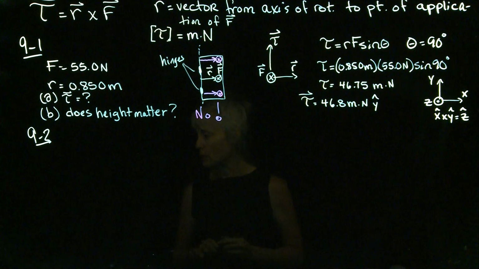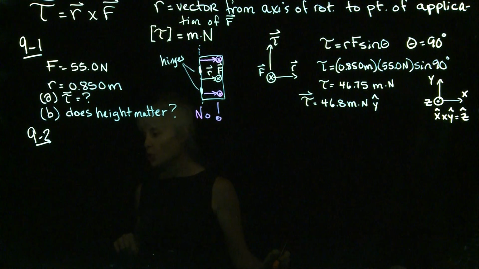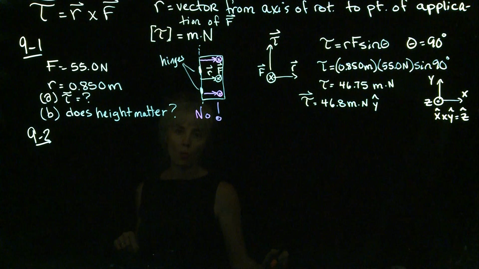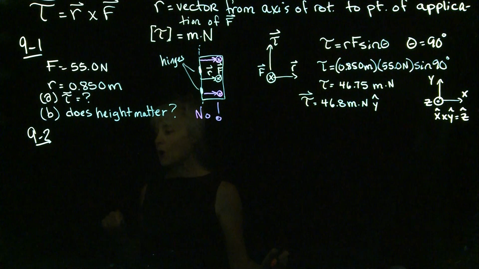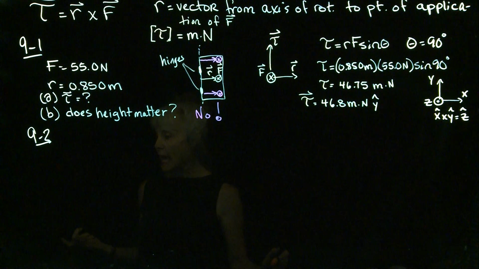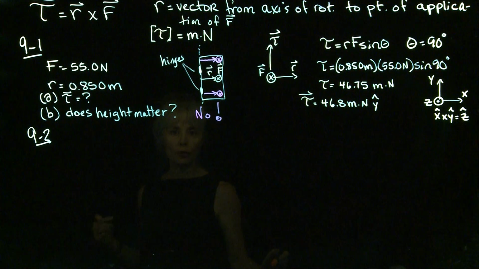Let's do 9.2 now. It reads, when tightening a bolt, you push perpendicularly on a wrench with a force of 165 newtons at a distance of 0.140 meters from the center of the bolt. A, how much torque are you exerting in newton meters relative to the center of the bolt? Notice we're always being given where we're calculating the torque relative to. So part A, how much torque are you exerting? And then in part B, convert this torque to foot-pounds.